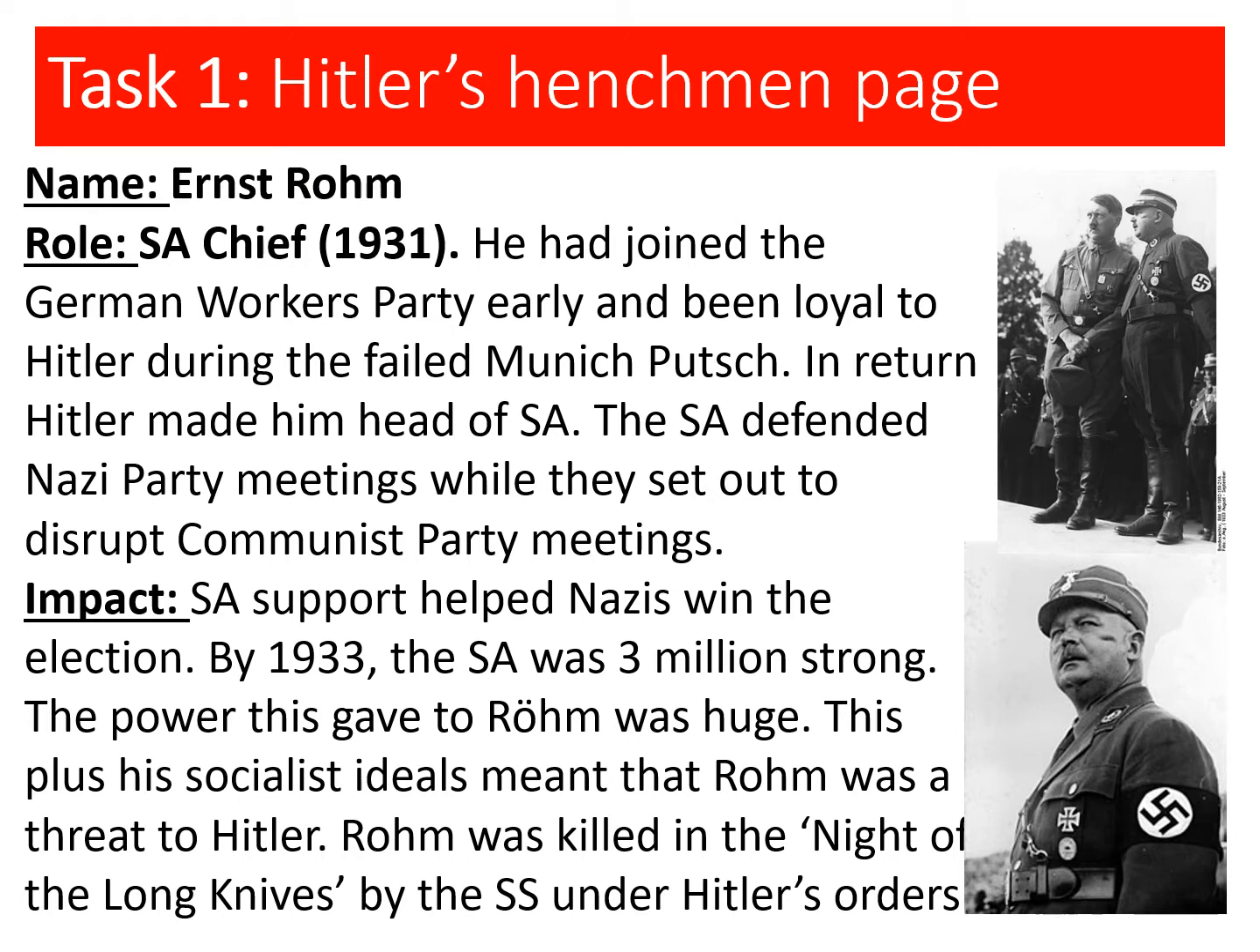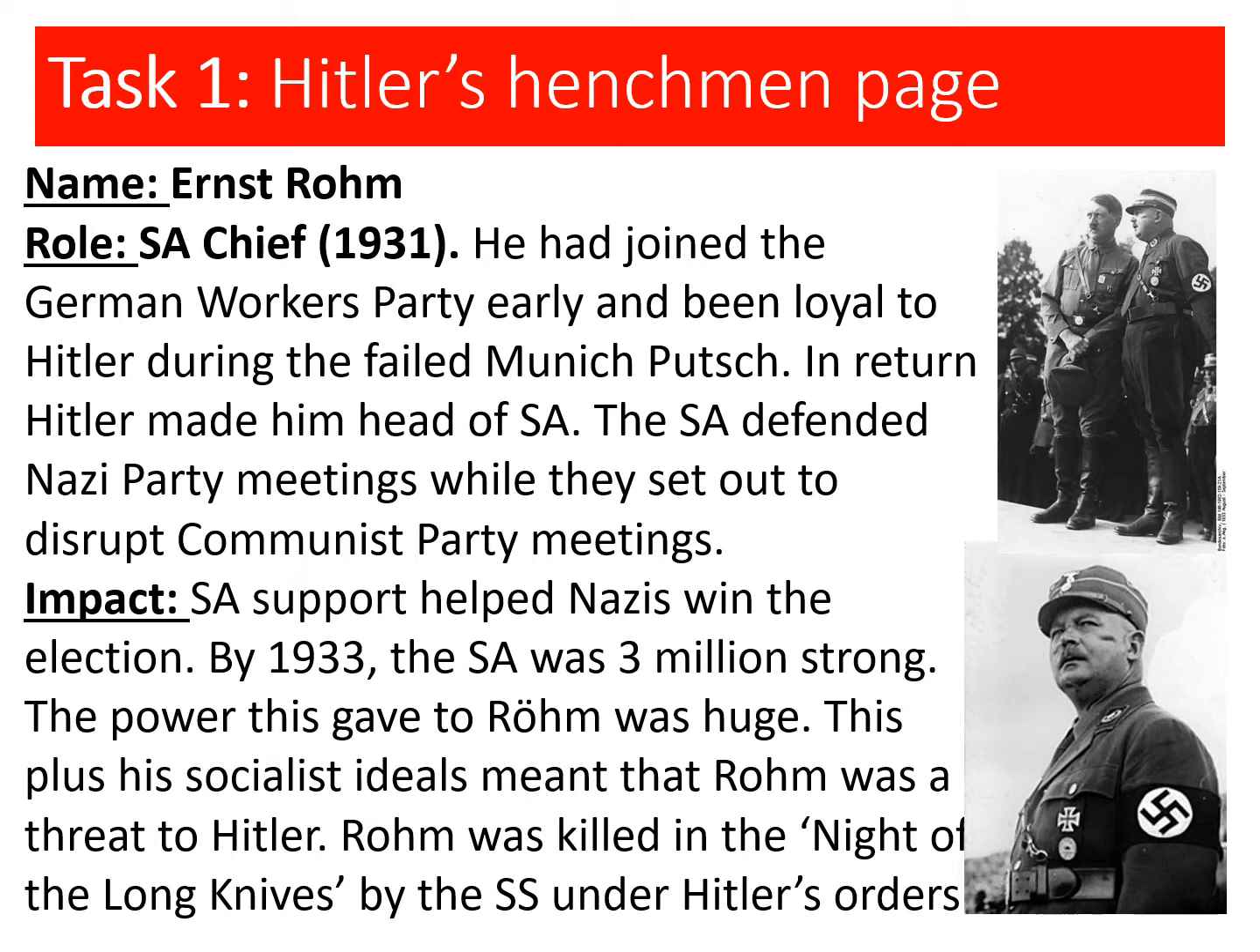So, name: Rom. His role is SA Chief, which is essentially the head of the SA, which he became in 1931, so that's when Hitler's running up the election, 2 years away from becoming the ultimate leader of Germany. He joined the German Workers' Party, as it was known back then, before it was called the Nazi Party, very early on, and he'd been a loyal friend to Hitler.